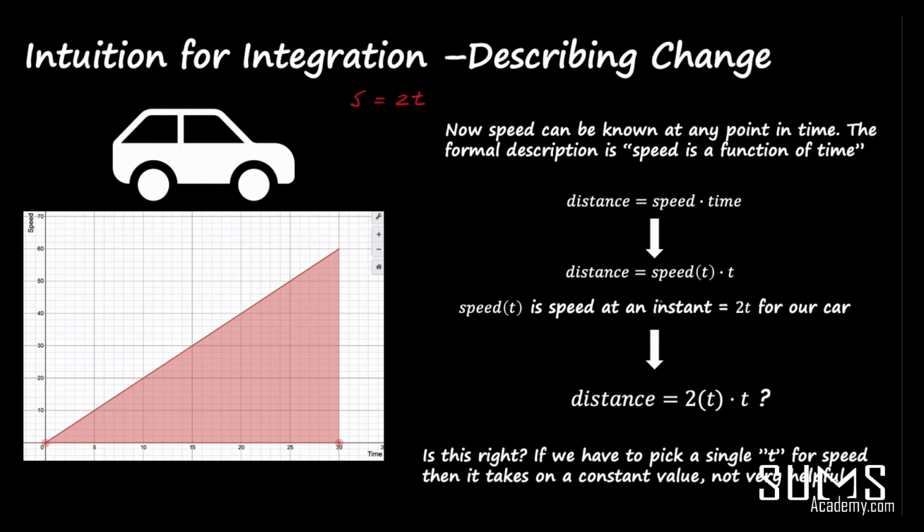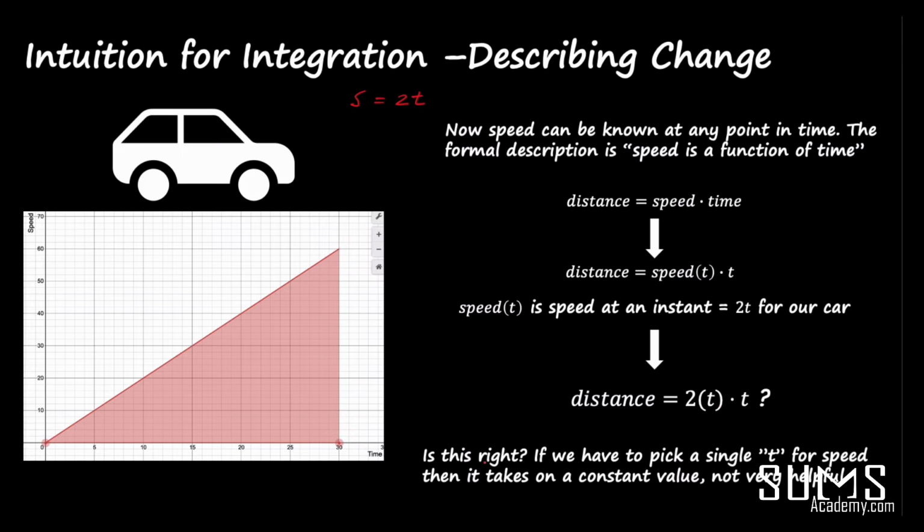So now that I've got that, I can plug this in. So I can say distance is equal to speed, which is a function of time, times time, okay? Then I would say speed, which is a function of time at any instant, is equal to 2t. This is basically what I said here. Okay, so now plugging this in, I'm left with distance equals 2 of t times t.